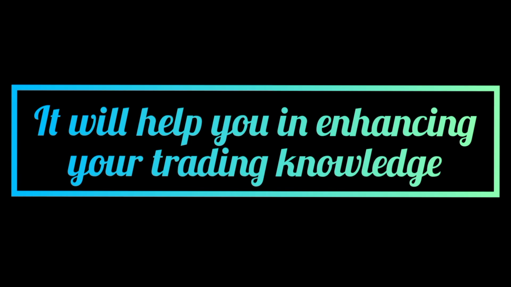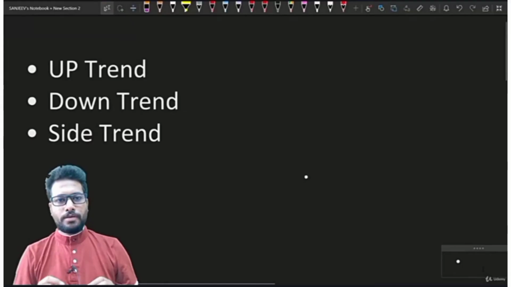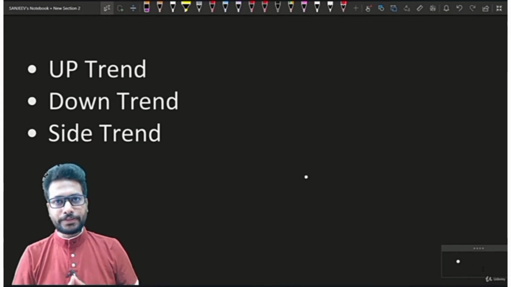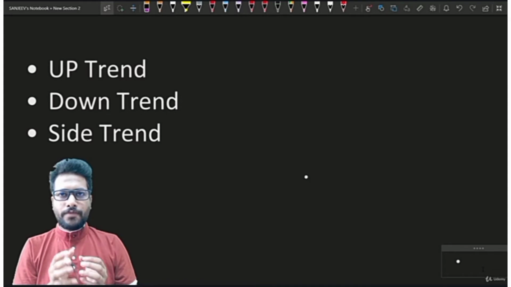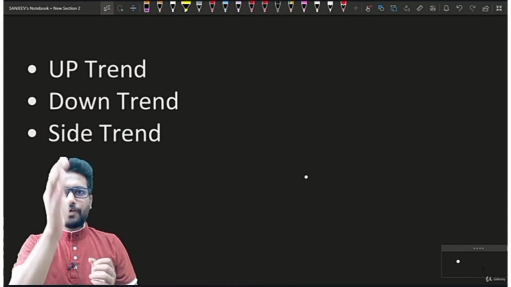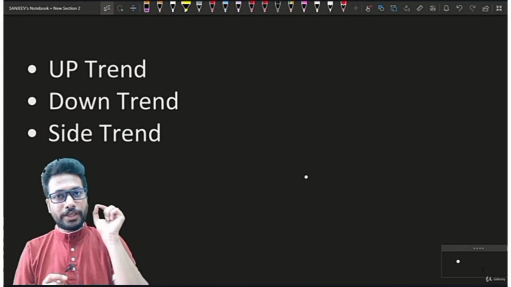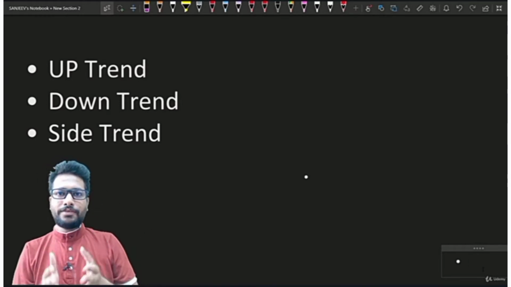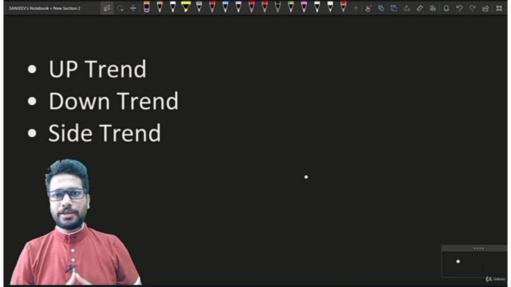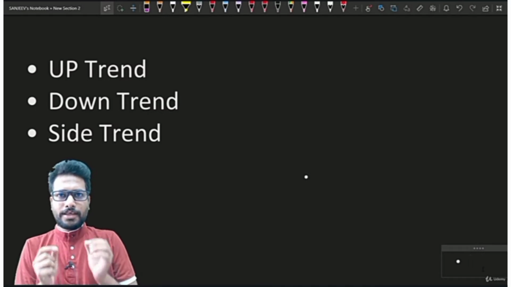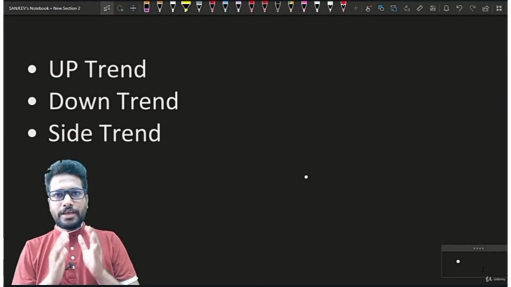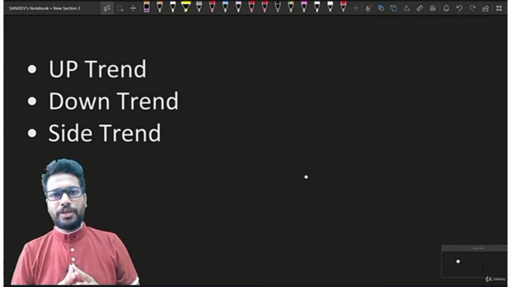Feels wrong, something isn't right. In case of financial markets, there are three kinds of trends. One is uptrend, when the market is rising. There is another which is known as downtrend, when the market keeps on falling. And there is a third trend which is known as side trend, in which case the market is neither rising nor falling, it's in a particular stagnant stage.